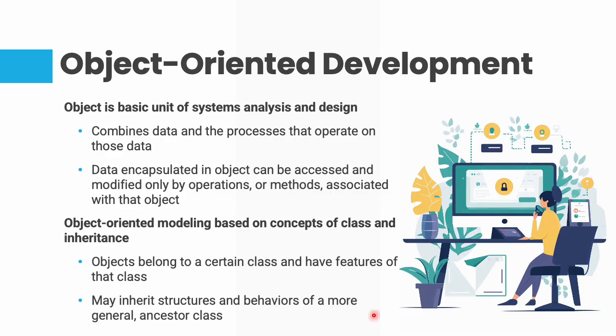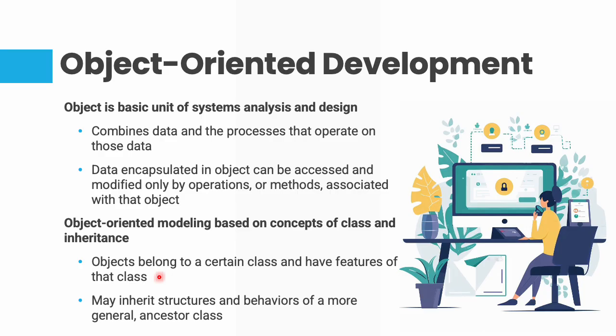Okay, and finally, the objects belong to a certain class and have the features of that class. So the class is like a blueprint or a category. Okay. For example, the student class is the blueprint that defines what all student objects should look like and what they can do.